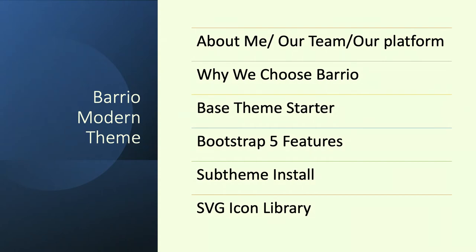So what I want to talk about today: first, I want to tell us a little bit about the team, myself and our platform. I'll talk about why we chose Barrio, a little bit about the base theme as a starter, what it is, some of the Bootstrap 5 features in particular, and how you install it. And then as a bonus at the end, one of the really cool things I like about Bootstrap 5 and that we were able to integrate into our platform was the SVG icon library and the way we implemented it. It's a little bonus that I think was a fun thing that we did.